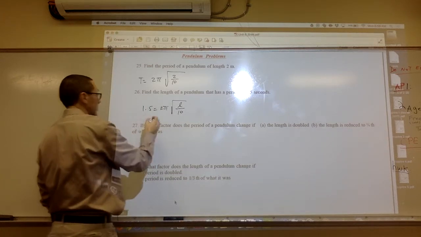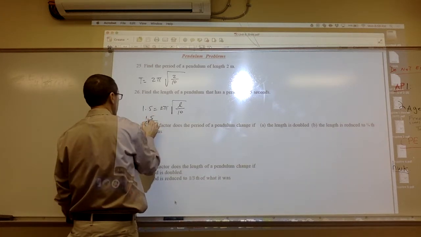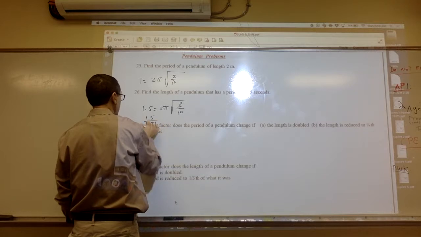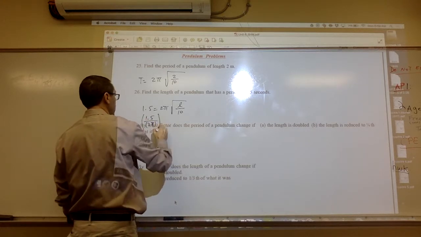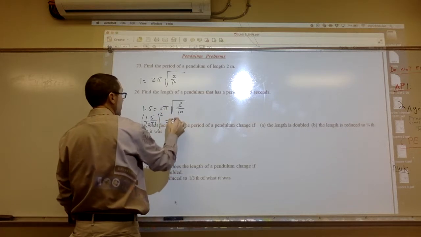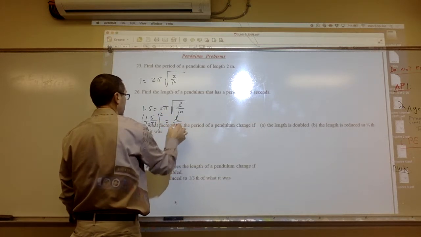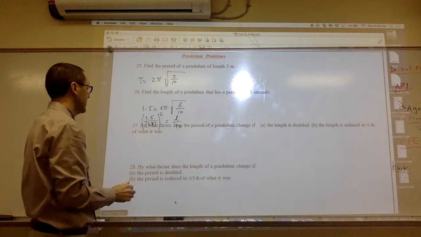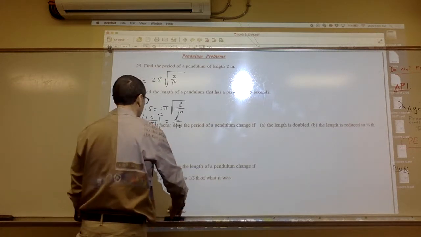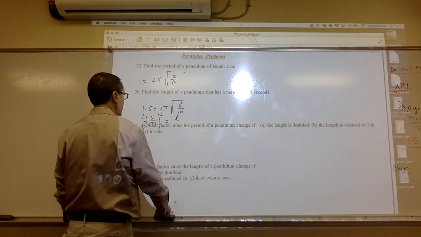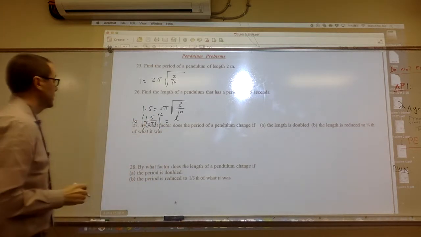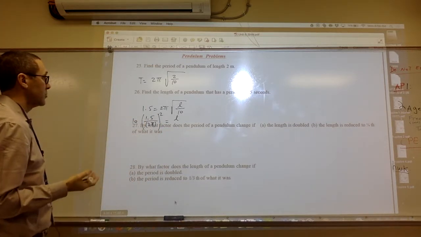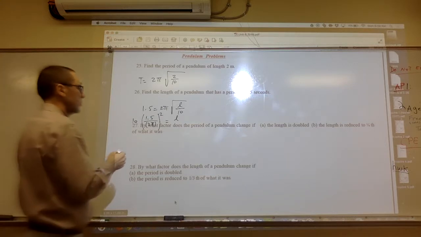Again, same formula. So 1.5 is equal to 2 pi square root of L over 10. You can do this in a lot of ways. So 1.5 over 2 pi, but make sure you put the 2 pi in parentheses. You square that, and then you're left with just L over 10. So if you want to find L, you just have to multiply whatever you got in the calculator by 10.